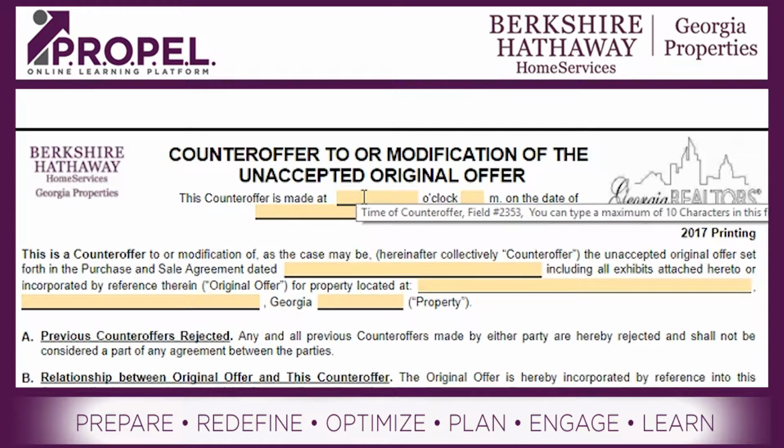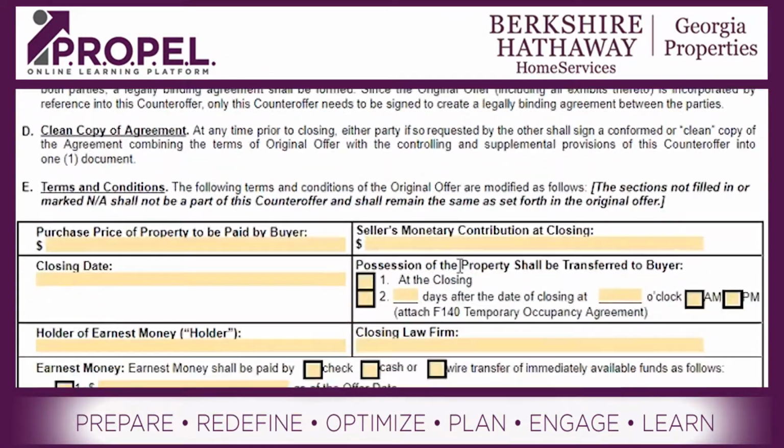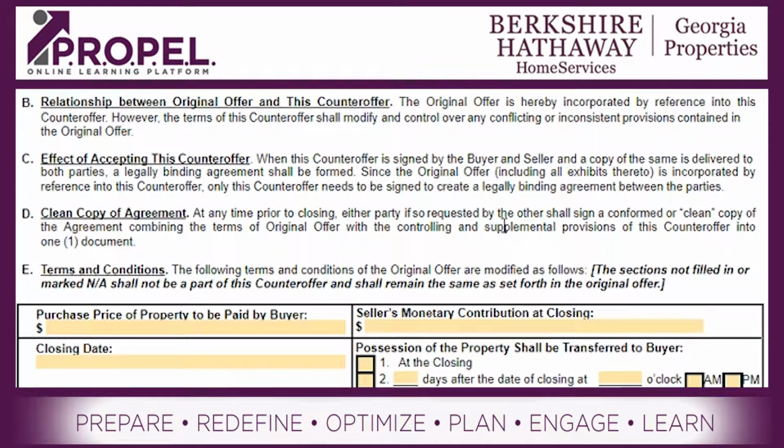So if it's 3 o'clock in the afternoon, 3 o'clock p.m. on July 16th, you're going to put that date in here. You're going to reference the original purchase and sales contract for the property and put in that date. What you're going to do on this form is make sure that you put in the items that are only being countered. If, for example, the buyer has requested $10,000 in closing costs and you want to counter that offer and only put in $5,000, then that is the only thing that you would put in here.